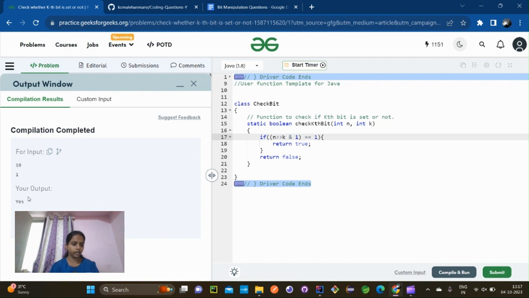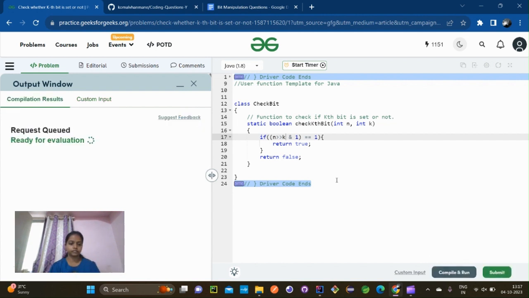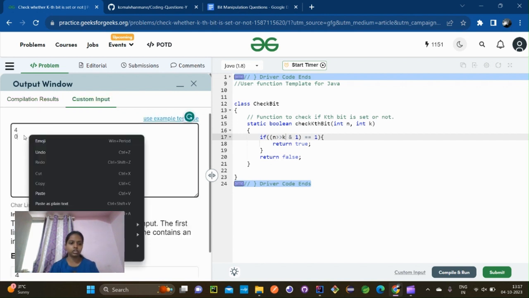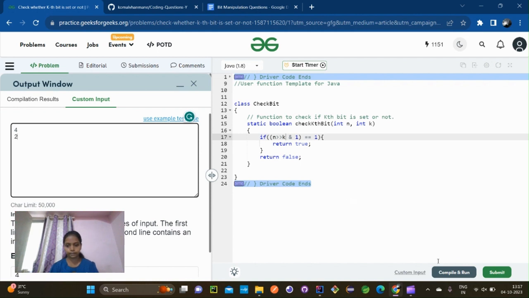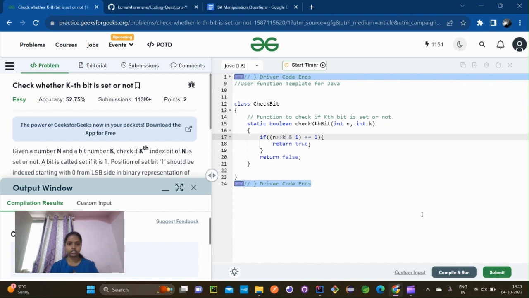Okay. So we are getting the correct output for 10 and 1. If we check with the initial one, 4 and 0, we are getting no. If I check with 4 and, let's say, 2, it should be yes, as 4 is 100 and at the second position it's 1. So yes, we are getting the correct output. I'm not going to submit as I already submitted it before.